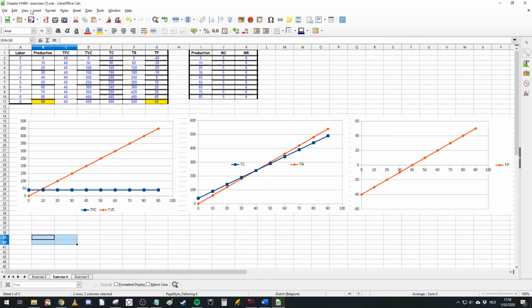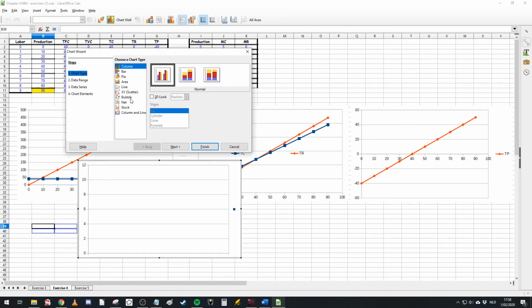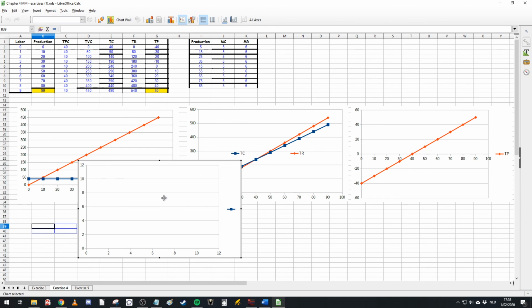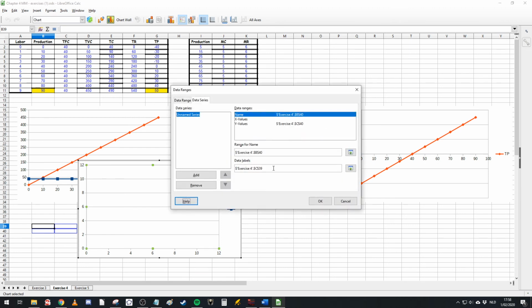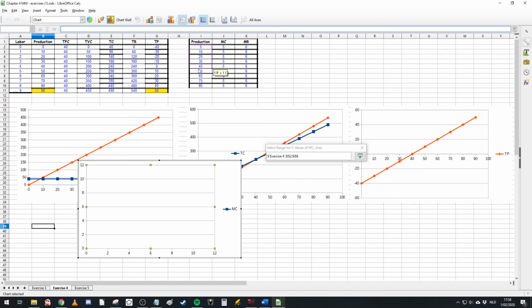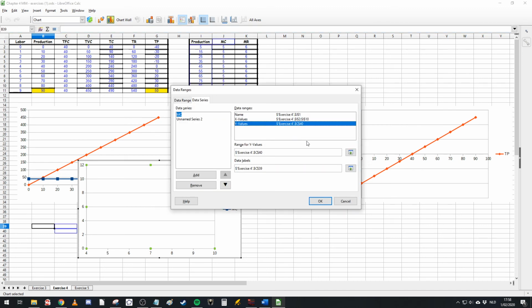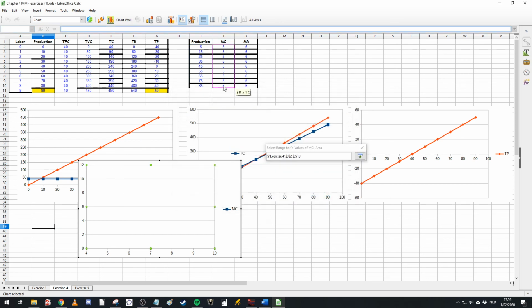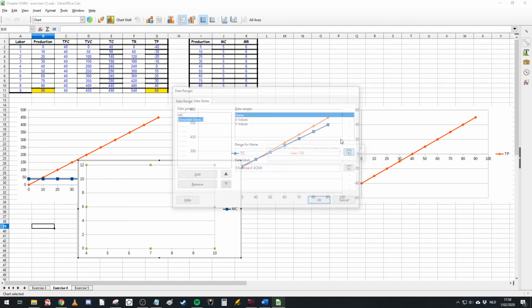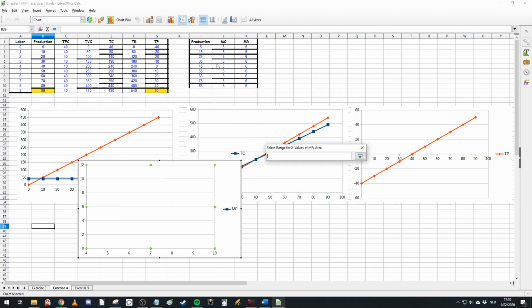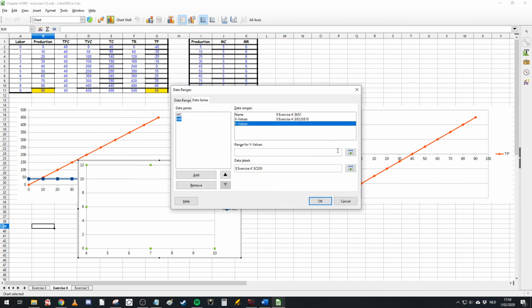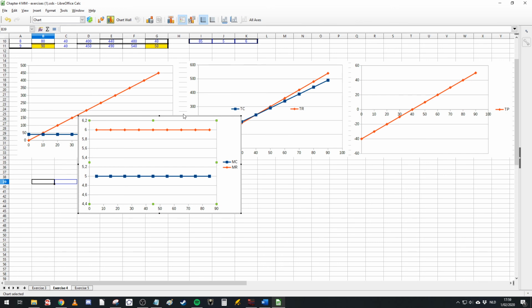Now, the marginal graph using this information over here. So I will insert my chart. I will once again go for the same XY scatter plot, finish. Data ranges, I will have two of them. The first one being MC. X values, now I will use these numbers. And then the Y values are these ones. Then to finish things off, MR over here. X values over there. Y values over here. And then I can press OK, and we're done.